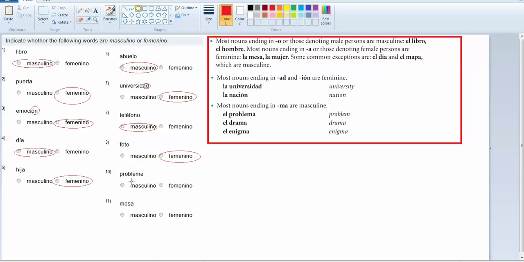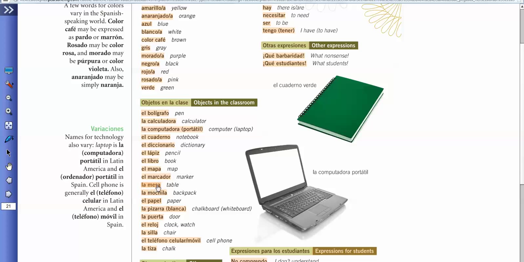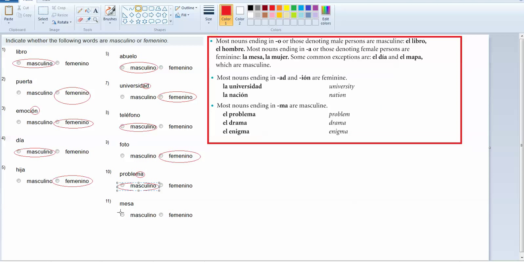Okay. Problema ends in MA. And if you go out here, MA is masculine. So then I'm going to pick masculino. Mesa ends in A, which I think also is one of your vocab words. So if you go out here, here's mesa, it's a la, and it is femenino.